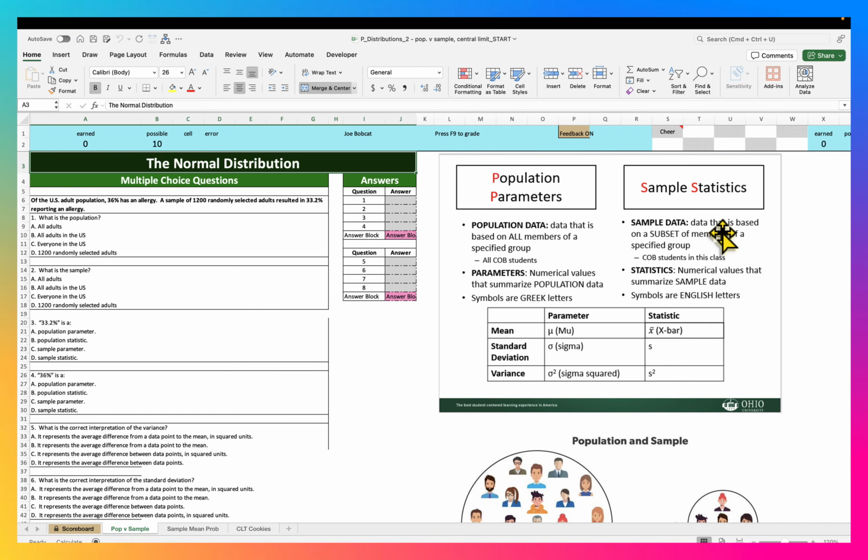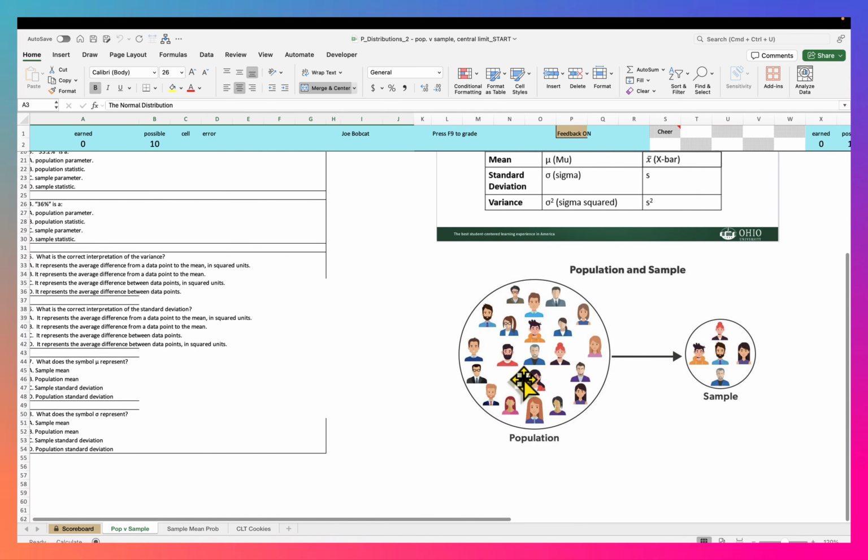So sample data is data that's based on a subset of members of the population, specified group. So COB students in this class as opposed to all COB students. And statistics are numerical values that summarize the sample data. And that's always designated by English letters. So population, sample from the population.